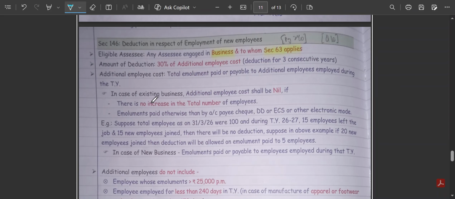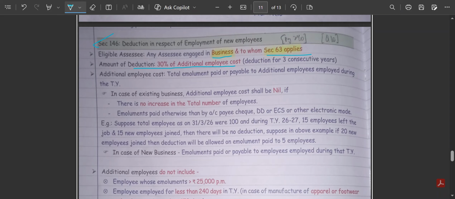Here is a bit more detail of this section. Section 146, deduction in respect of employment of new employees. Eligible SSC is any SSC engaged in business and to whom Section 63 applies. The deduction will be 30% of the additional employee cost, deduction for 3 consecutive years.